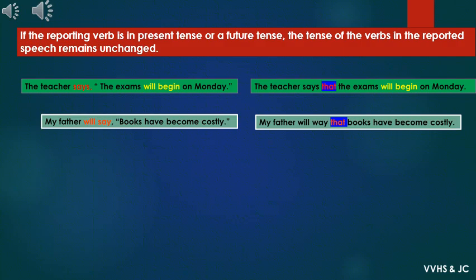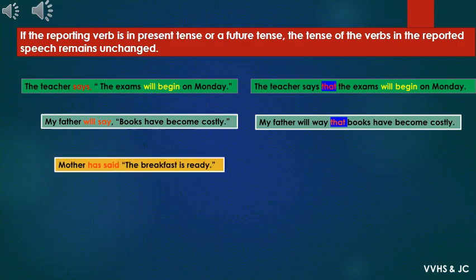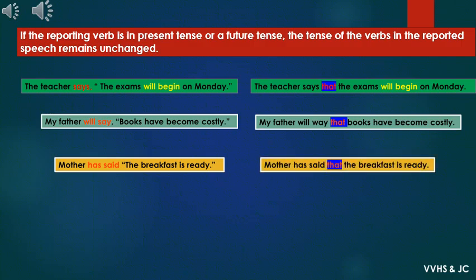Now let's look at another example. Mother has said the breakfast is ready. Now what is the reporting verb here? Has said, which is in present perfect. So the indirect speech will be Mother has said that the breakfast is ready.